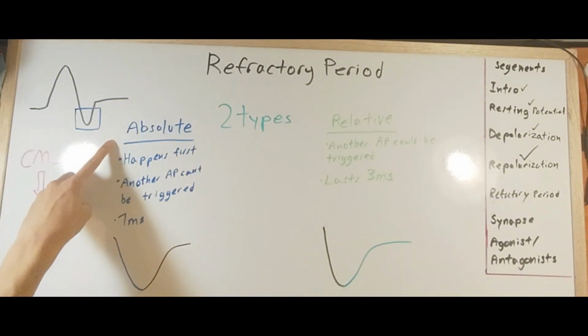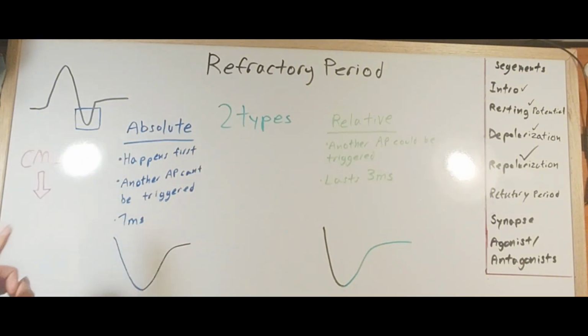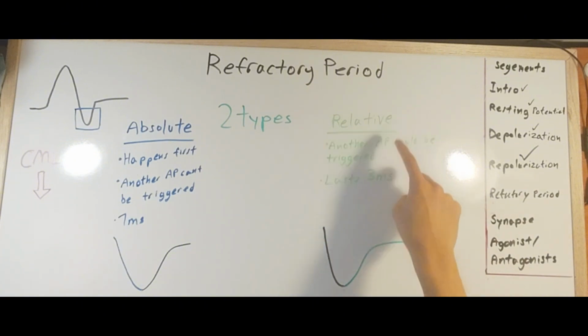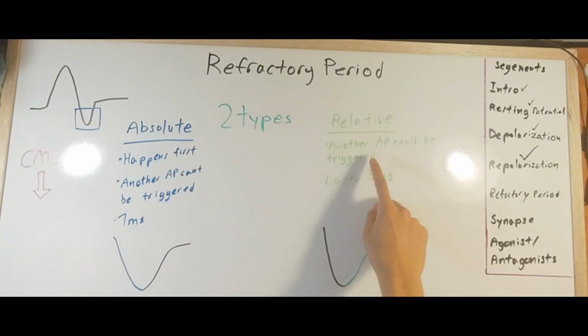Absolute refractory period occurs first and is a state when the neuron cannot trigger another action potential, no matter the stimulation. The absolute refractory period only happens for 1 millisecond. The second type is relative refractory. The relative refractory period happens after absolute and is a state where the neuron could be fired again with a large enough stimulus. And this period lasts longer at 3 milliseconds.